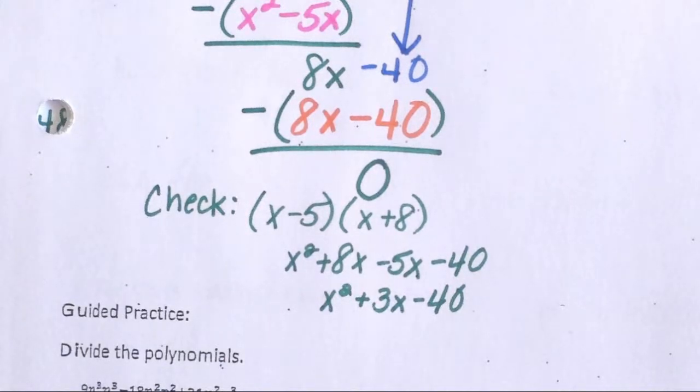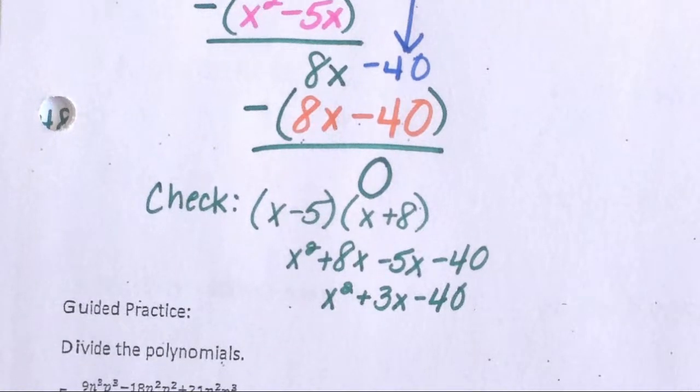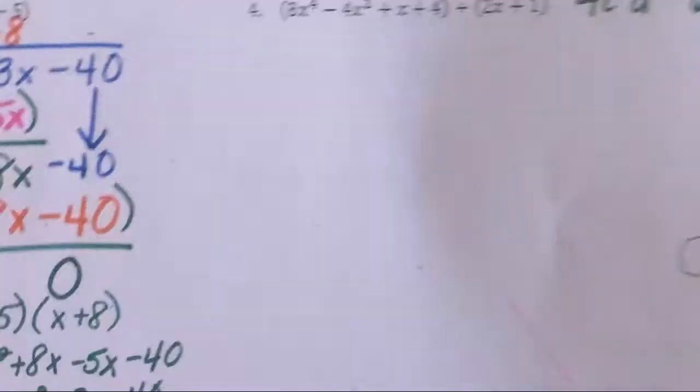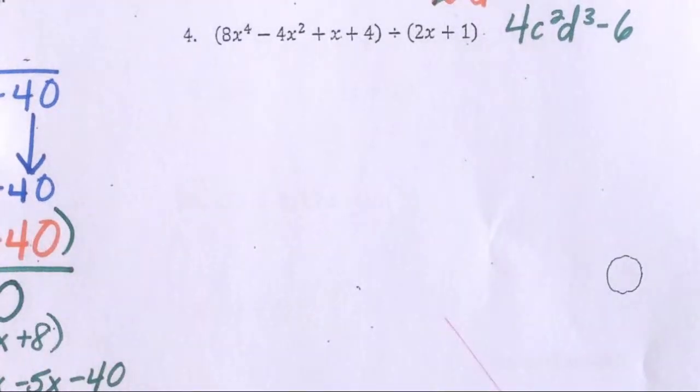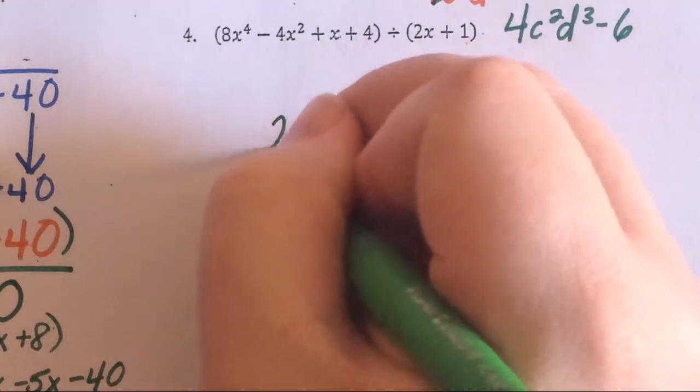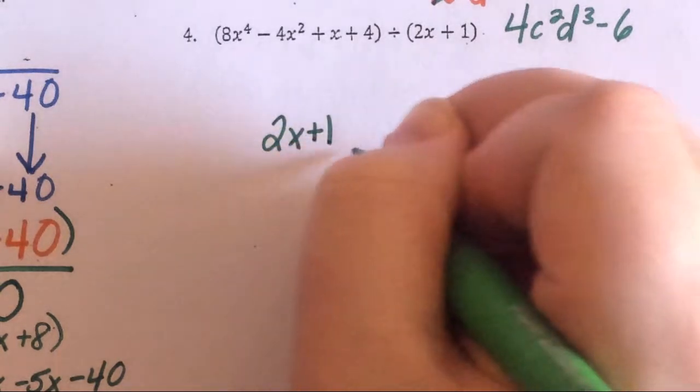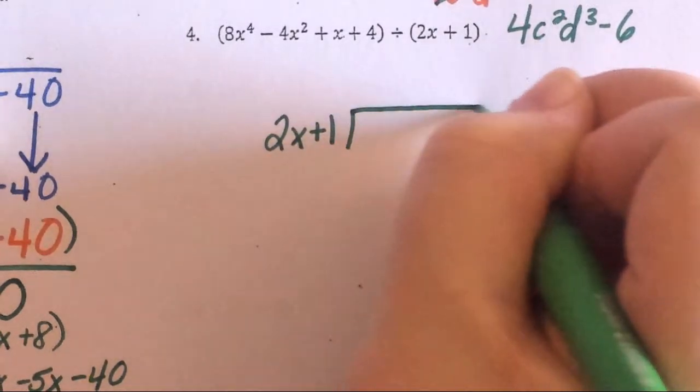Okay, are there any major questions? Okay, we're going to do number 4, and then we're going to call it a day. Okay, number 4. I'm still going to make a house. I'm going to put 2x plus 1 on the outside. I'm going to make a house.